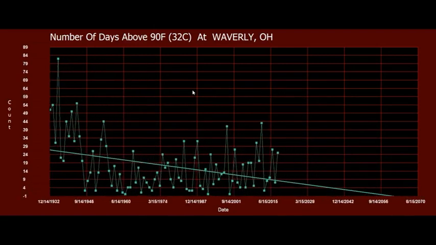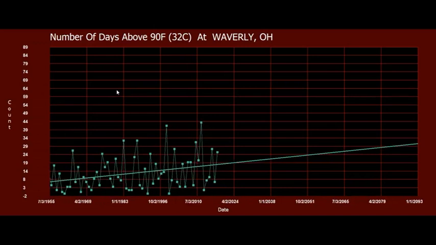There we go. It's still going down, still going down, still going down. Whoa, now it's going up. That's exactly what climate alarmists want. So if you want to defraud the public about heatwave trends at Waverly, Ohio, the perfect start date is 1955.